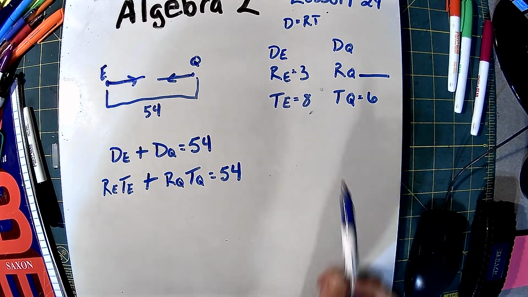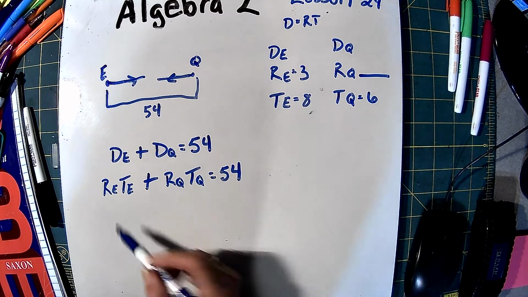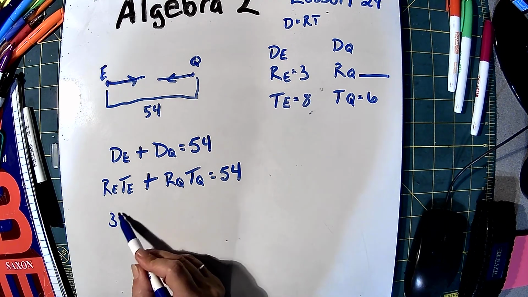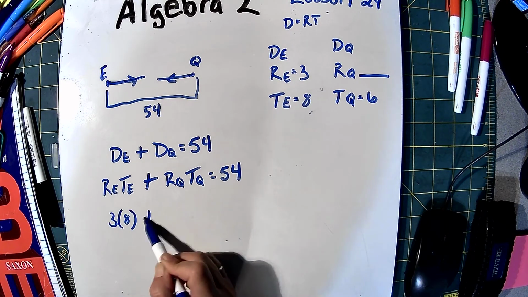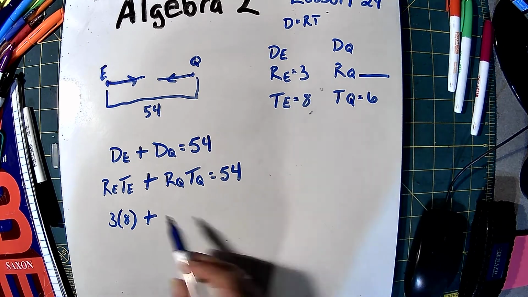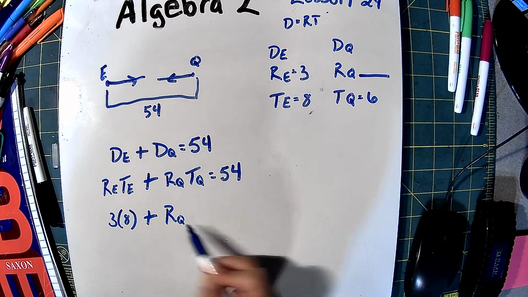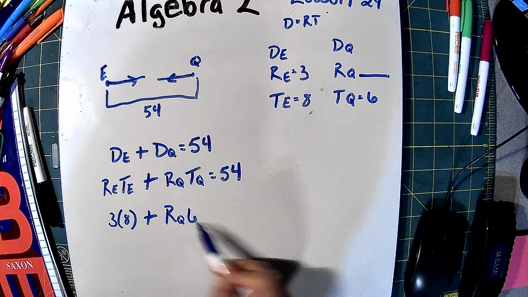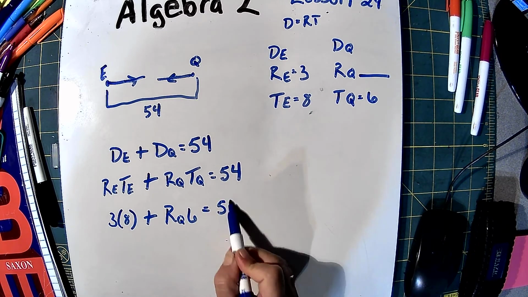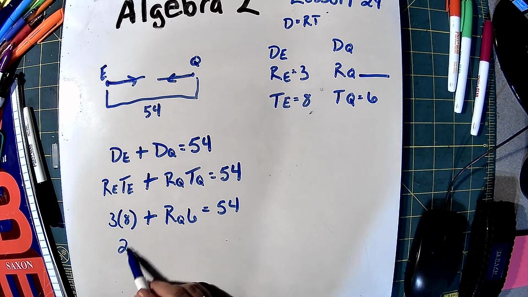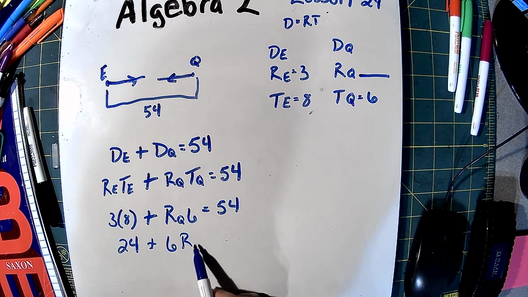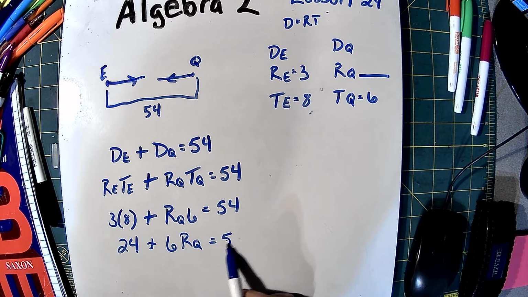Okay, now we're just going to fill in our variables. Rate of Edward is 3. Time of Edward is 8. Plus rate of the Queen, that we don't know. That's what we're trying to find. Times the time of the Queen, which is 6, equals 54. 3 times 8 is 24 right here, plus 6 times the rate of the Queen equals 54.